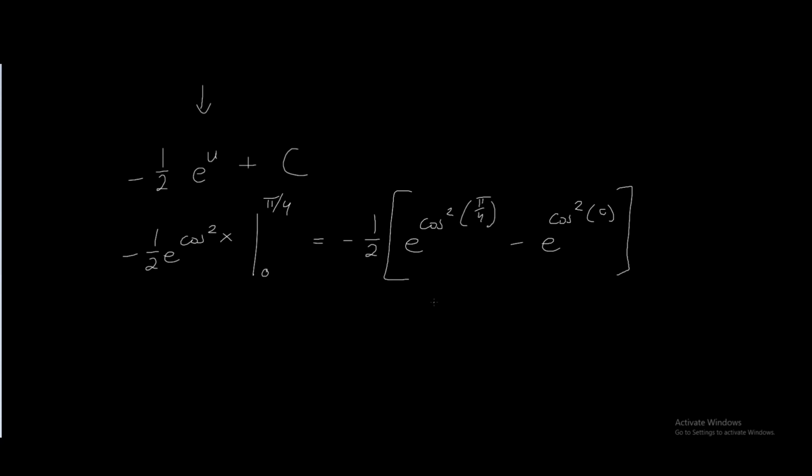And this first term here, so the cosine of pi over 4 is equal to the square root of 2 over 2. And if we square that, we get 2 over 4, or 1/2. So we know that this term is equal to e to the 1/2. And then this second term, we have cosine squared of 0. Cosine of 0 is 1. 1 squared is 1. So we just have e to the 1.